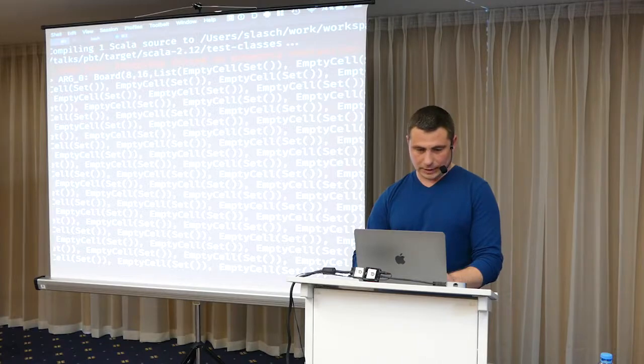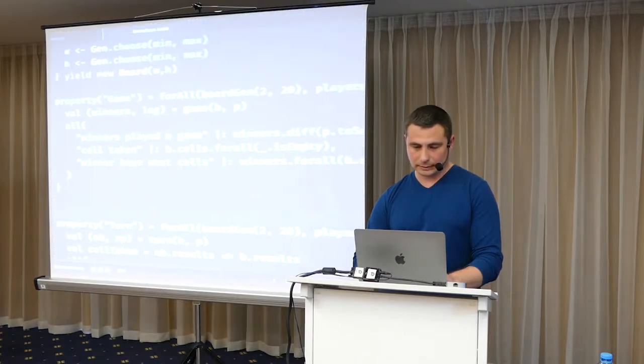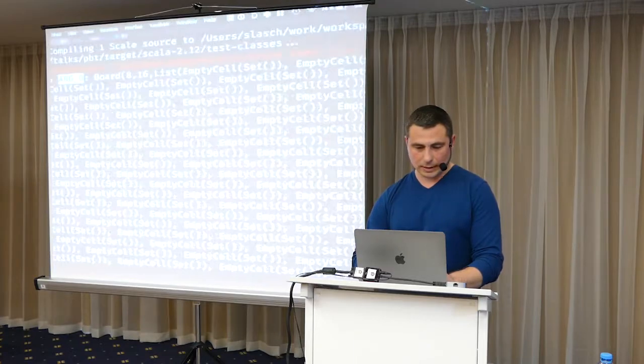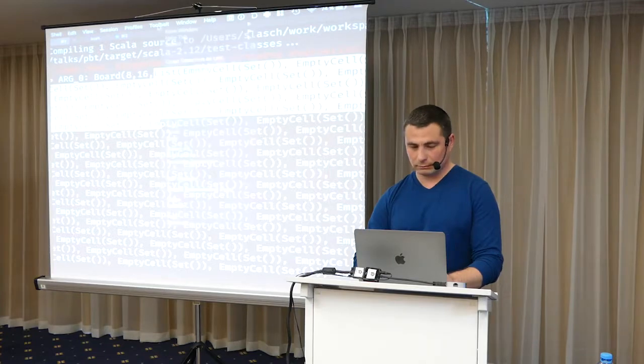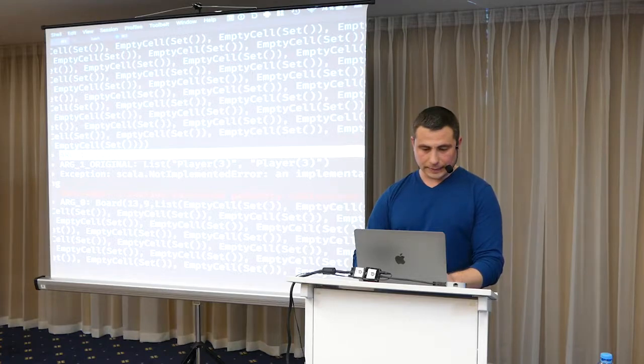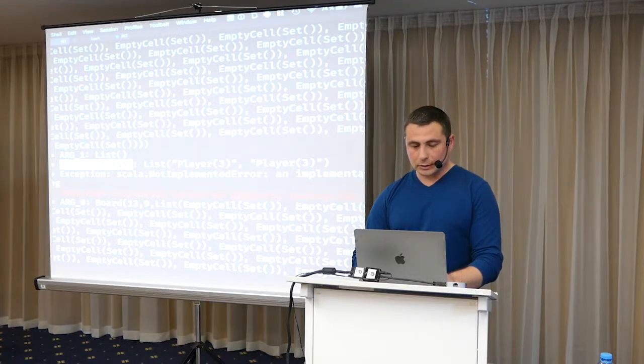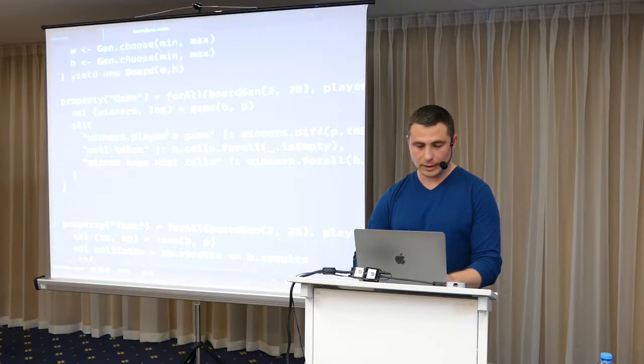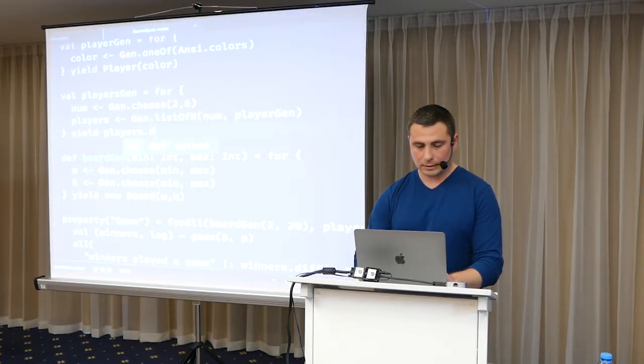So the argument 0 is this one, the board. And it's a board of dimensions 8 to 16 filled with empty cells like we defined. The argument 1 is an empty list. What is that? Oh, sorry, right. And argument 1 original is a list of 2 players. So here, for one, we have player 3 two times, so we need to be careful how we generate them. We don't want the player to have 2 turns.